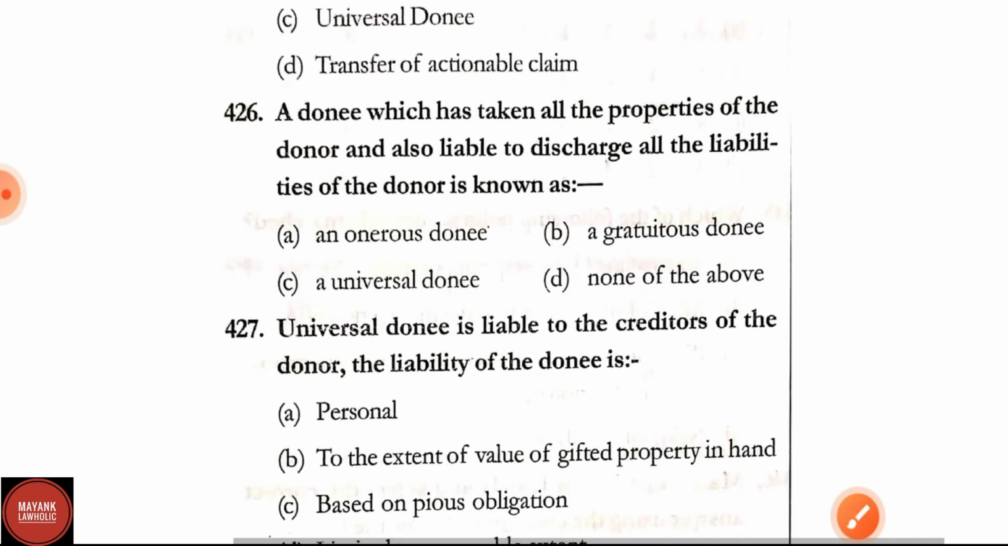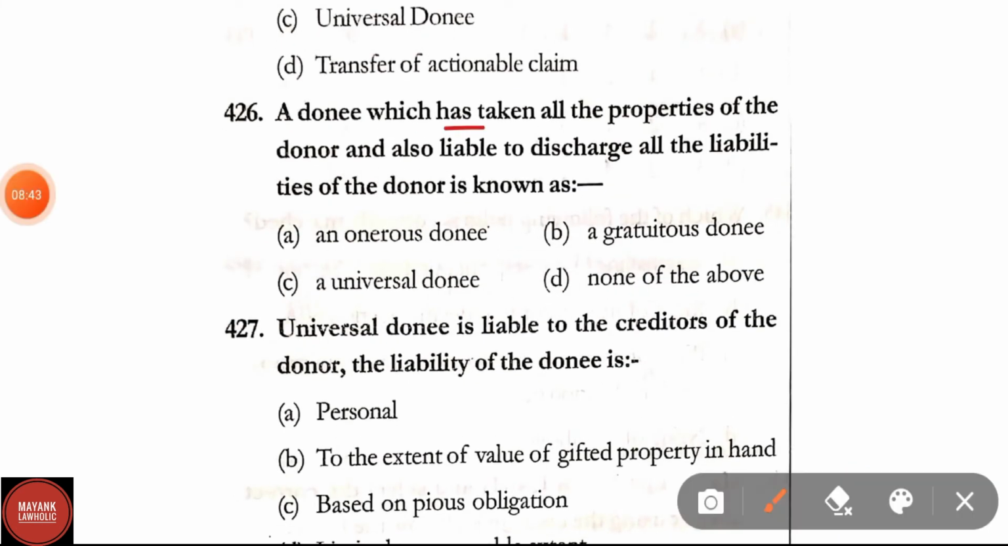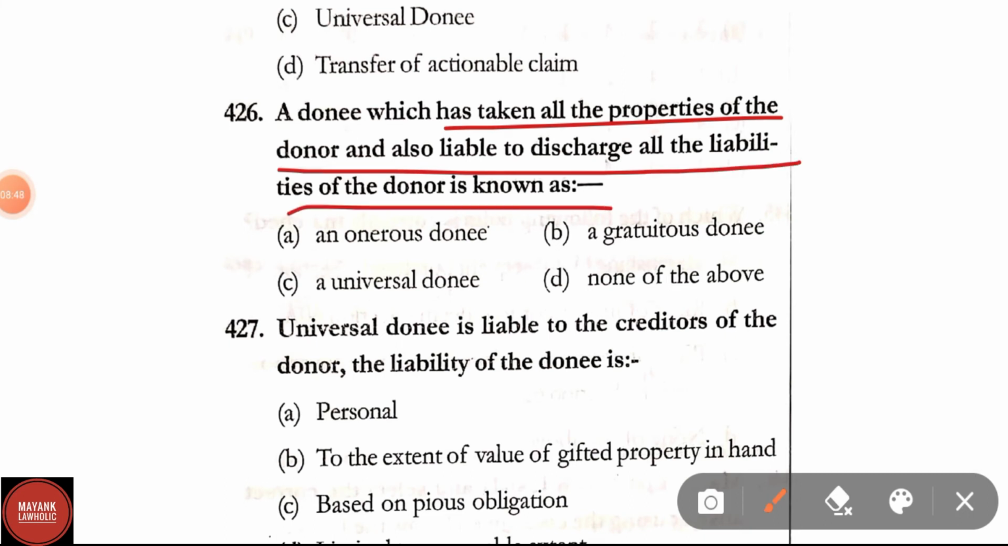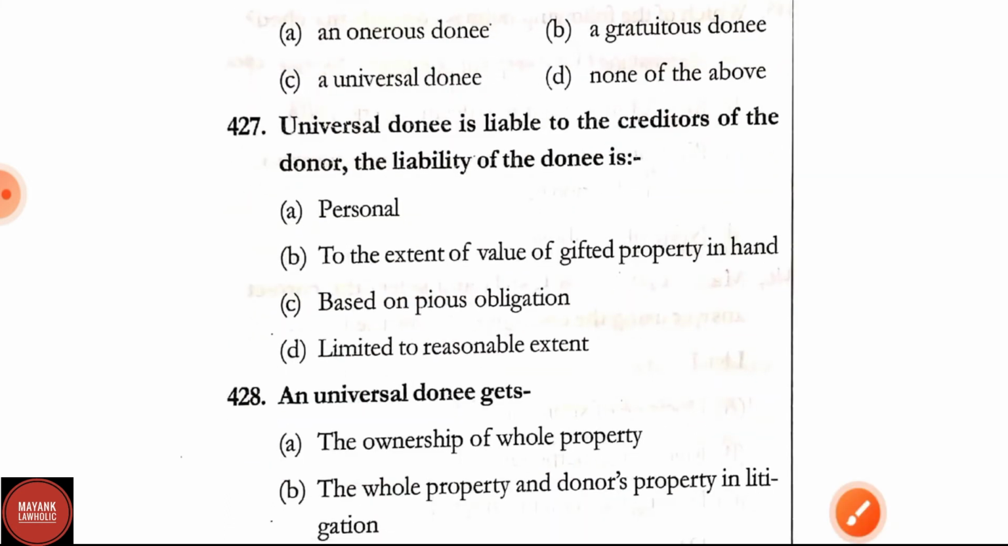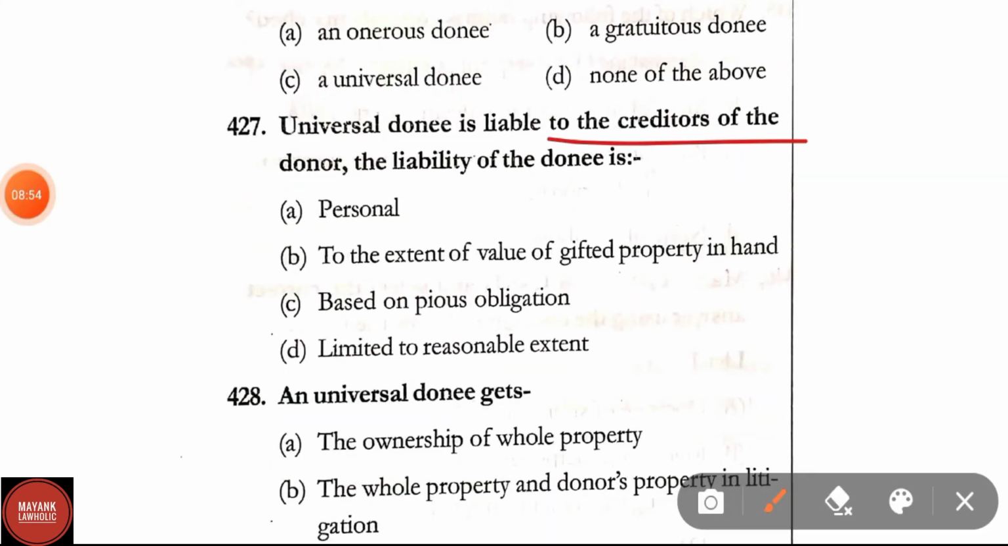Question number 426. A donee who has taken all the properties of the donor and is also liable to discharge all the liabilities of the donor is known as universal donee. Question number 427. Universal donee is liable to the creditors of the donor.